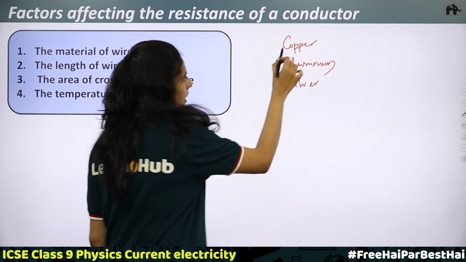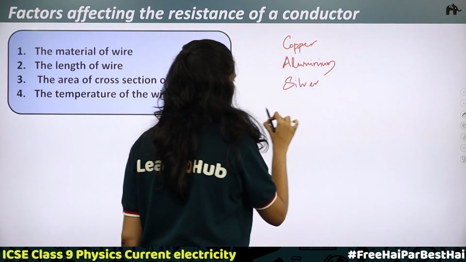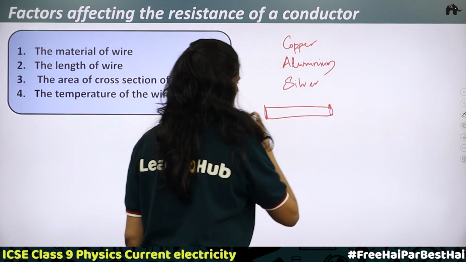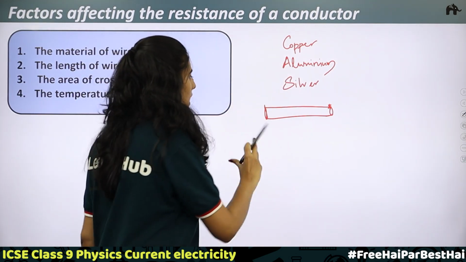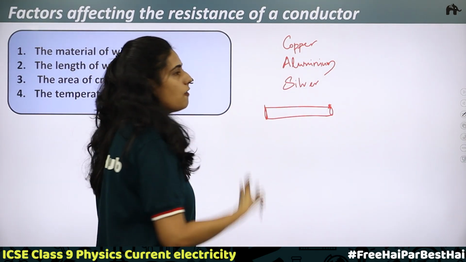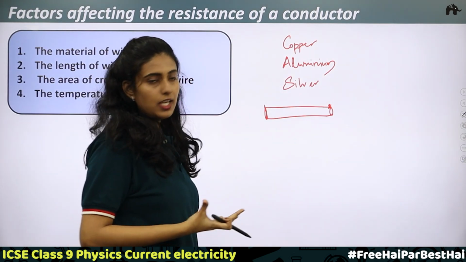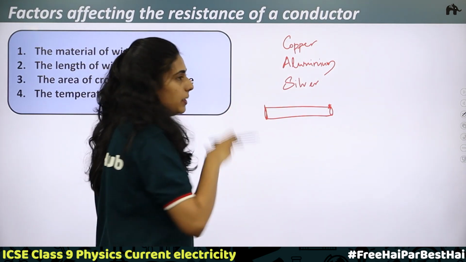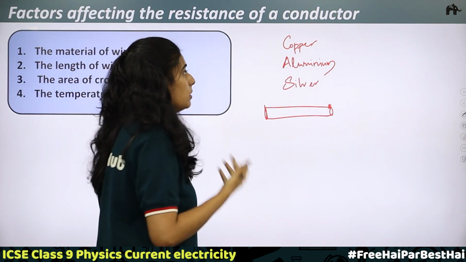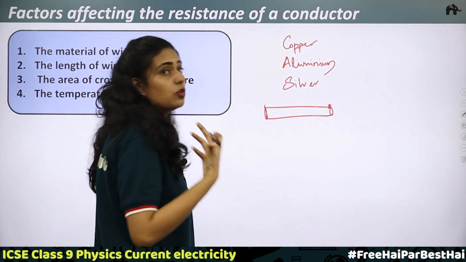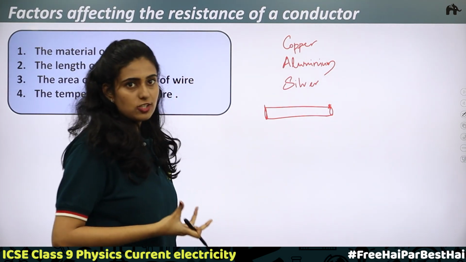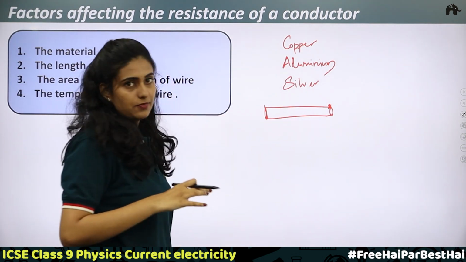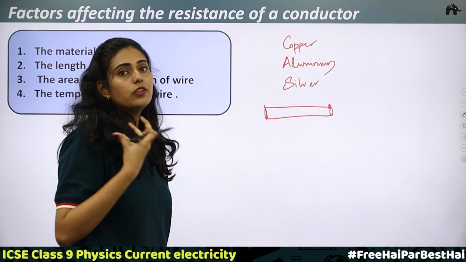If you are taking a copper wire, an aluminium wire and a silver wire of the same length and the same area of cross section, even though they are of equal length and equal area of cross section, the resistance offered by them will be different. The reason for this is that it depends on the material. Different materials contain electrons whose movement and flow will be different. The collision that they make with the positive ions inside the metal wire will be different. So, depending on the material of the wire, the resistance offered will also be different.